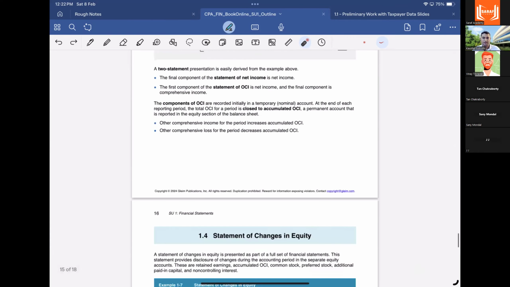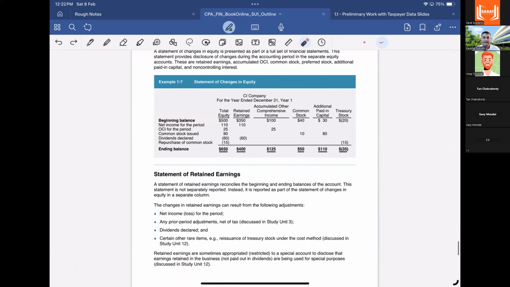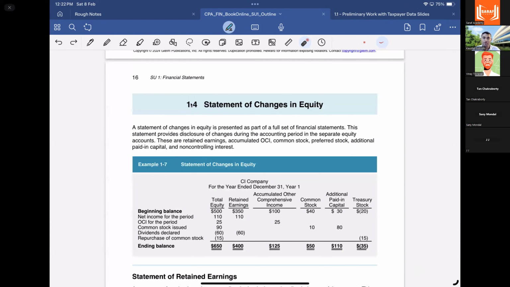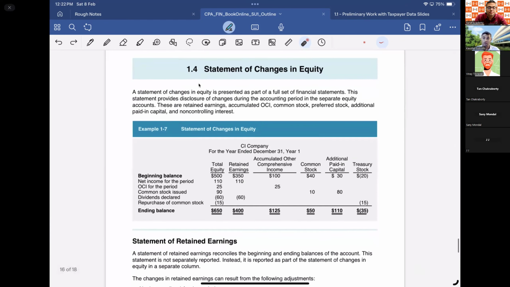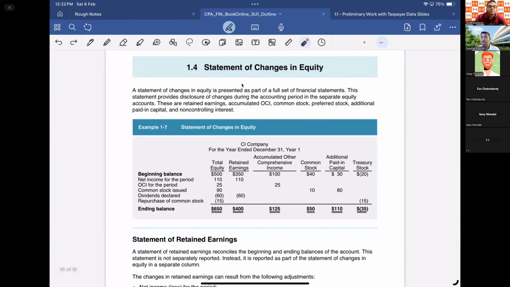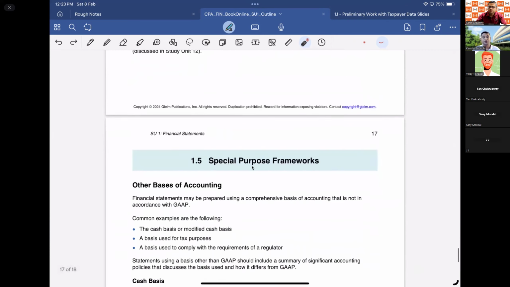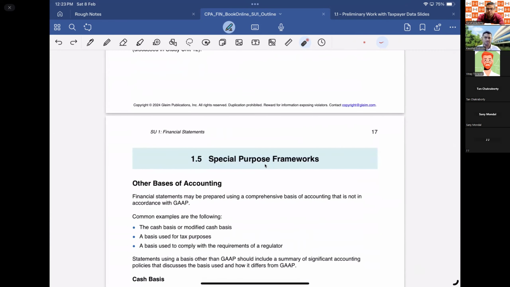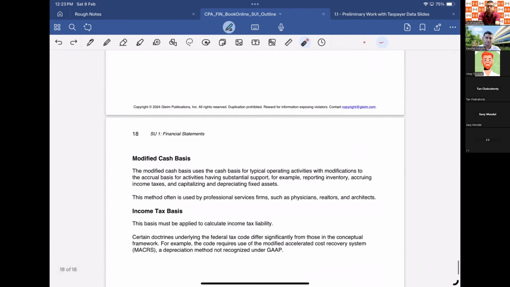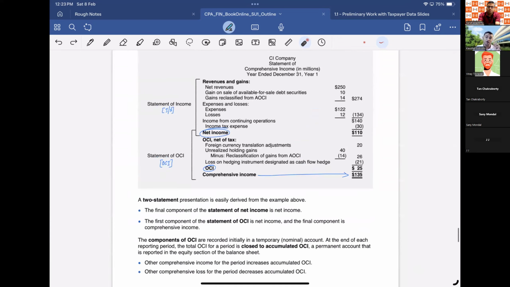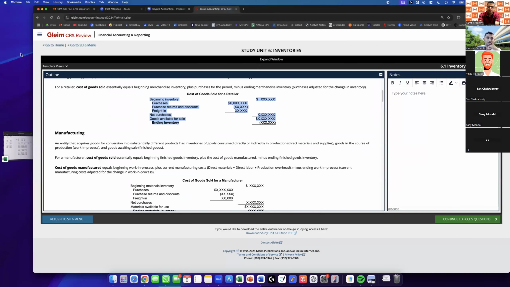We'll stop over here. If you have any questions, just give 5 minutes for any clarifications. In the next session, which will happen next Saturday, we are going to finish off study unit number 1, where we will start with 1.4, the statement of changes in equity. Special purpose financial framework is a very small topic, a single pager, one to one and a half pages. We will complete this and then push all the way to study unit number 2, and just to give you a bit of an understanding of what's exactly there in study unit number 2.